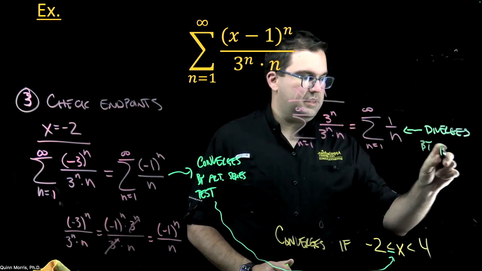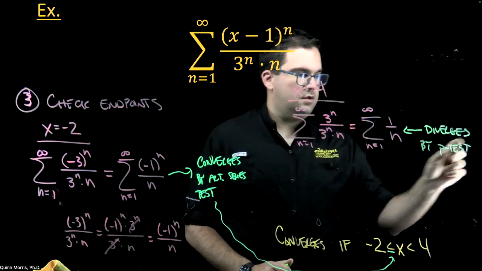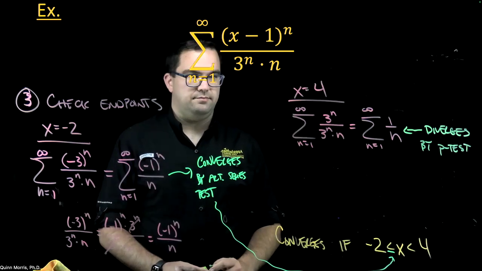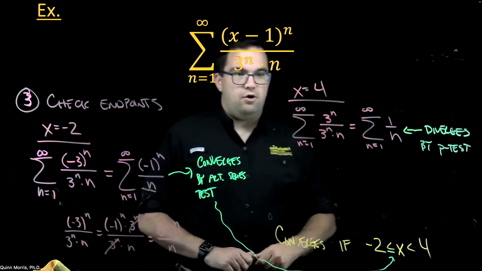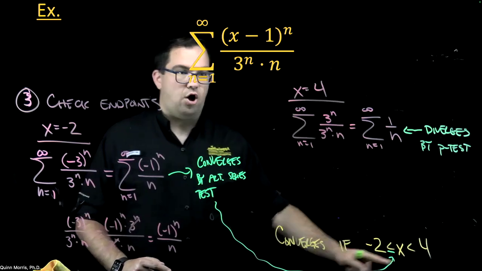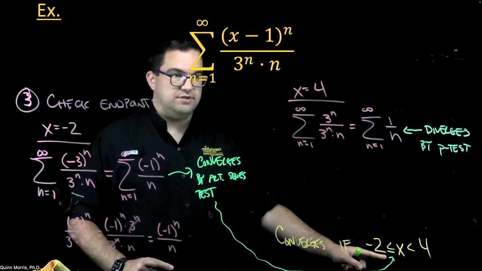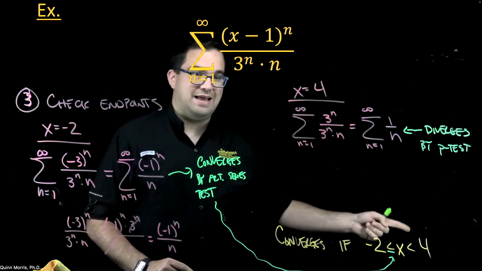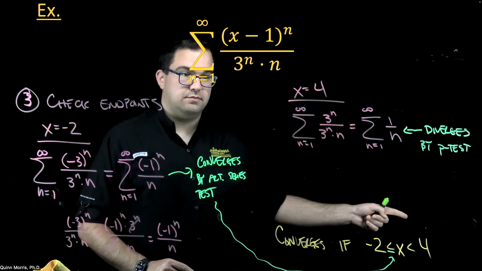You could say by the p-test. And so it does not converge here. So I'm not going to put an equal sign there. Okay. So now I know that these are exactly all of the x values where this series converges. And for any x value that's not included here, I now know it definitely diverges.